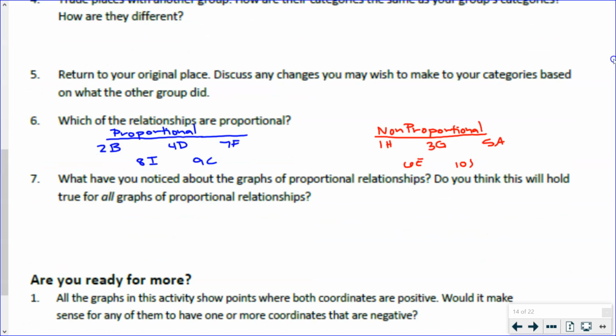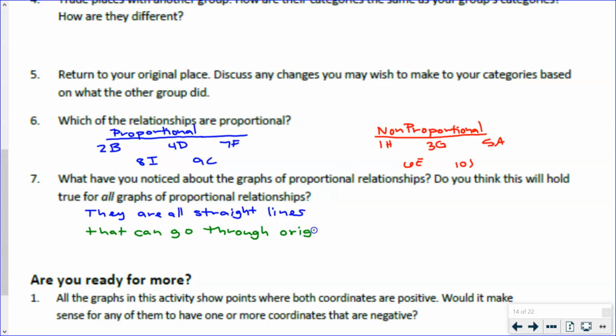What have you noticed about the graphs of those proportional relationships? They are all straight lines that can go through the origin. Yes, Trinity? Yes. Yep, they both had 5 sets in them. That can go through the origin, which is the point 0, 0. So these are 2 really, really important characteristics.